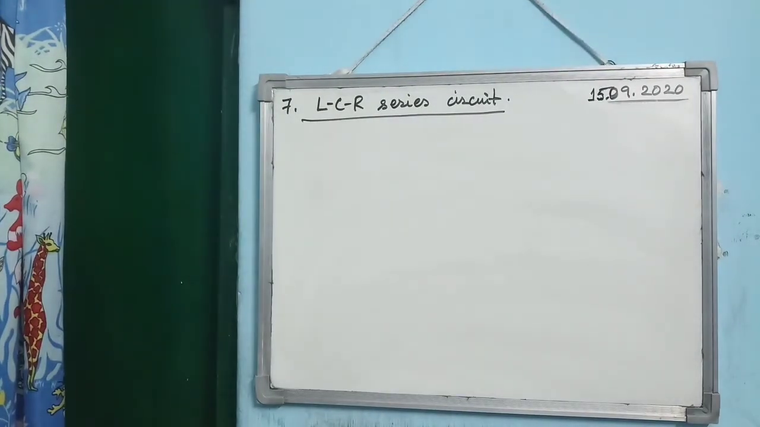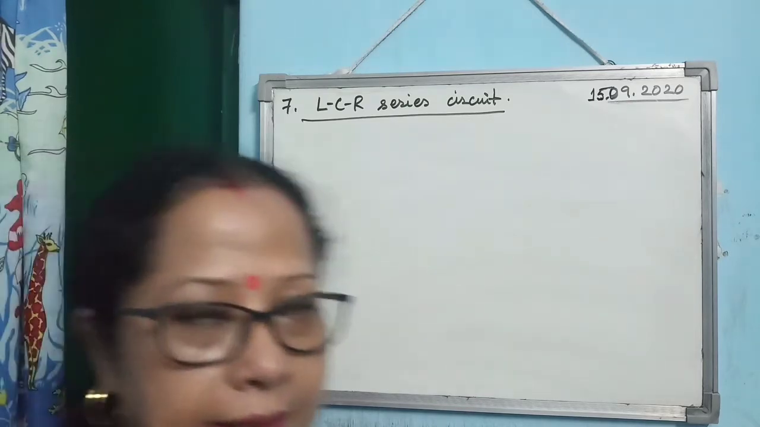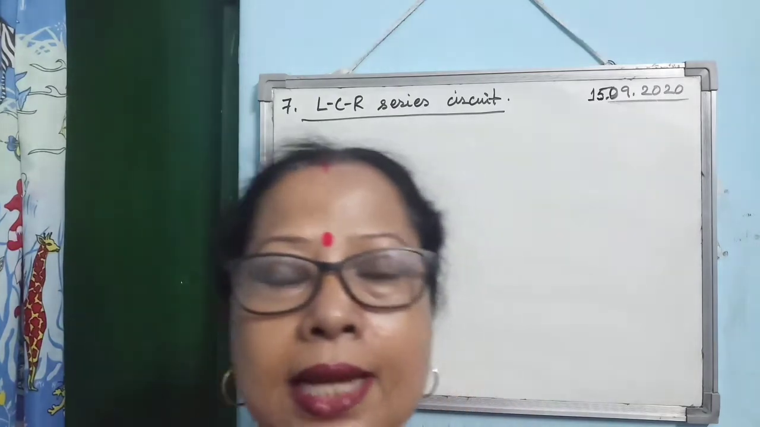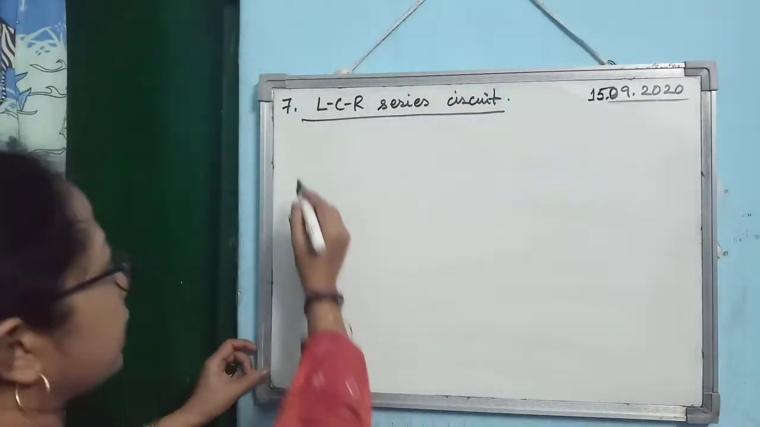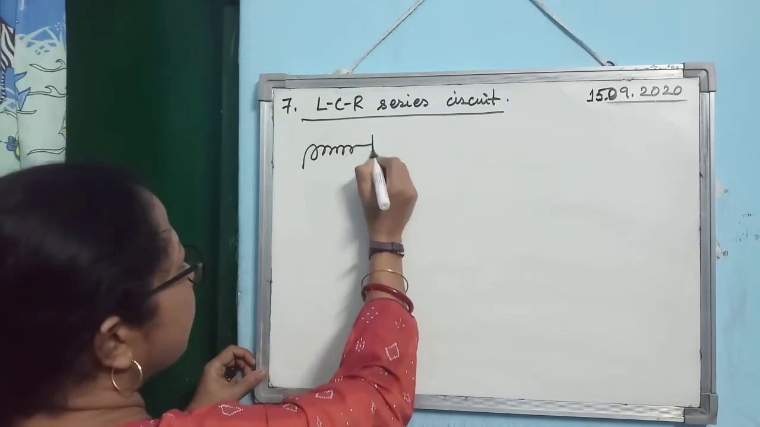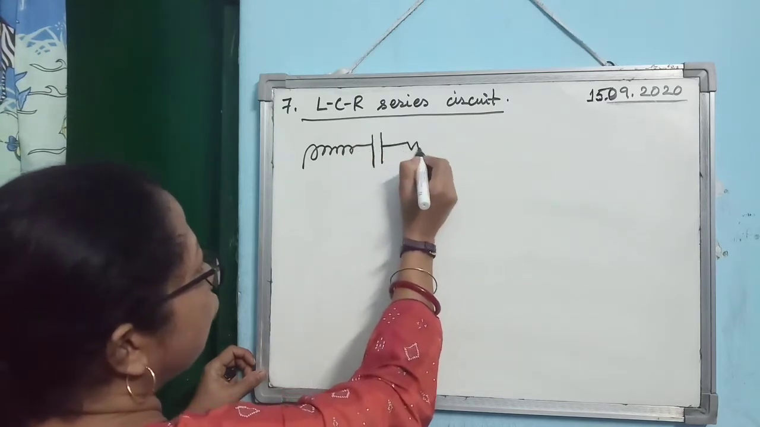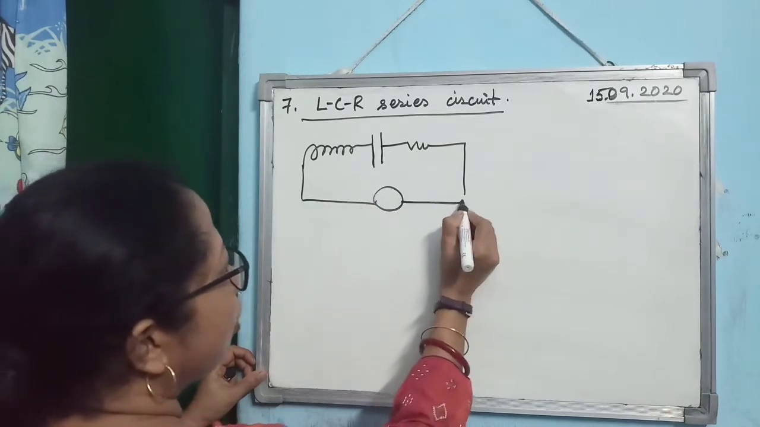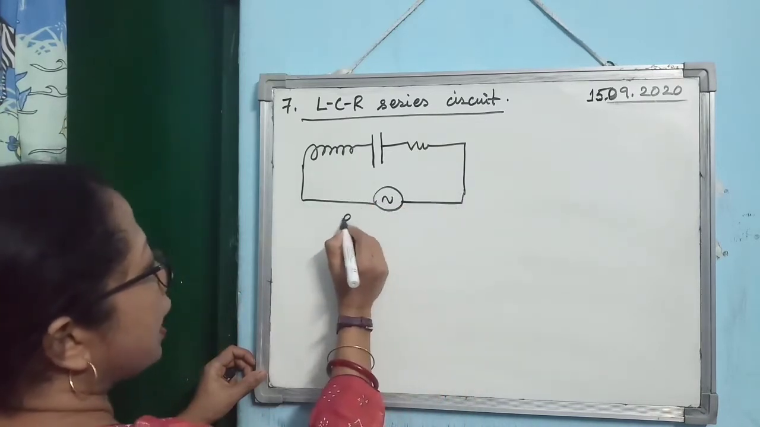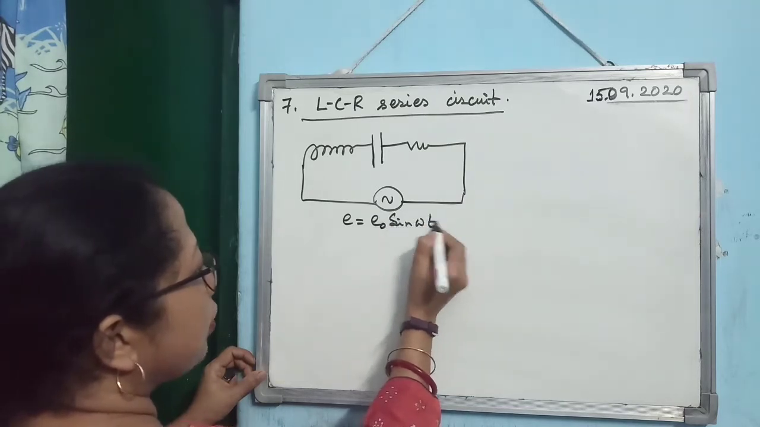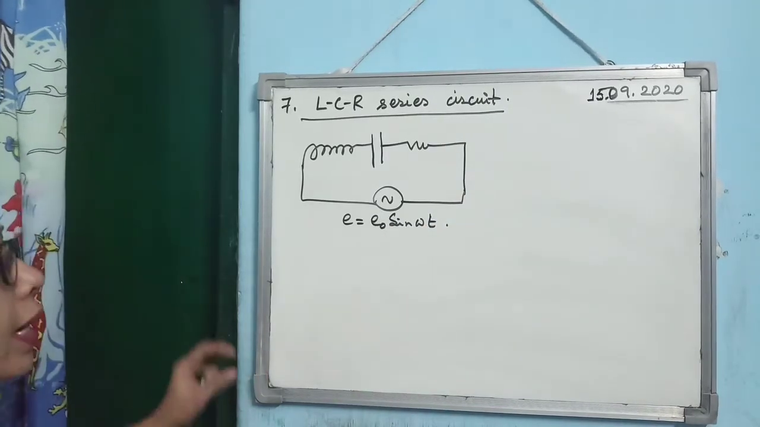So I have discussed already till the CR circuit. Now today I will discuss the LCR series circuit. LCR means what? L means inductor. So there is an inductor, then one capacitor, and then one resistance connected in series with the alternating current source. And let us consider the EMF of the alternating current source is given by E0 sin omega t.